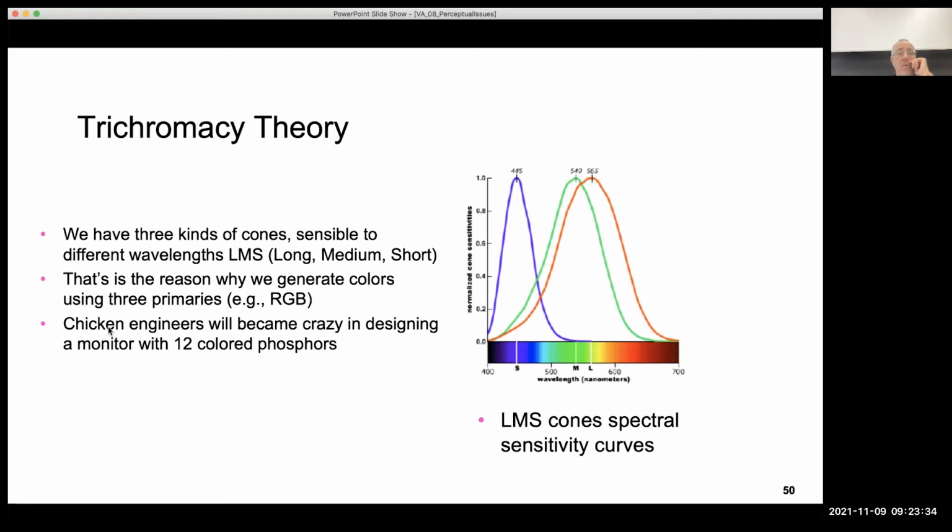I think you are not aware of that, but chickens have 12 different cones, because chickens need to distinguish perfectly the colors of the ground to take food, to tell what they can eat from what they cannot eat. And if you want to design a monitor for the chicken, you should use 12 phosphors. You don't need 3 primaries, you need 12 primaries. The full set of colors of a chicken is much higher and more sophisticated than that of human beings.